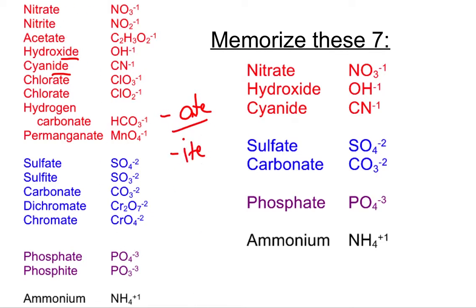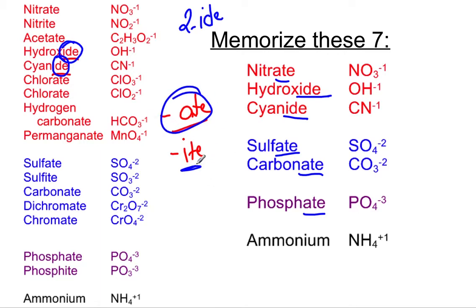There are 2 ides. Right here, there's a hydroxide and a cyanide. Most of them are ates or ites, but there are 2 ides, and those are both on your list, cyanide and hydroxide. Those are the 2 ides that you're going to have to know. But the rest are ate, ate, ate, and ate, and then that weird ammonium down at the bottom. So you have to remember ate, but know that ites exist and they're out there, but you don't have to memorize them.